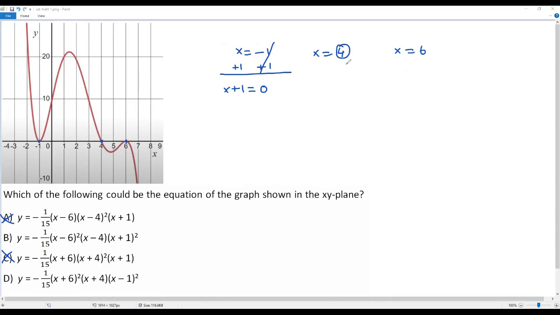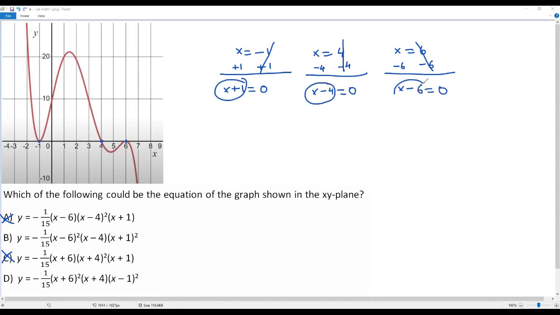Now to make the right side 0, we have to subtract 4 from both sides of this equation. Positive 4 and -4 will cancel out. I am getting x - 4 equals 0. The same thing here. Let's subtract 6 from both sides of this equation. 6 - 6 will cancel out. I am getting x - 6 equals 0. Here I got three factors corresponding to the three x-intercepts: x + 1, x - 4, and x - 6.